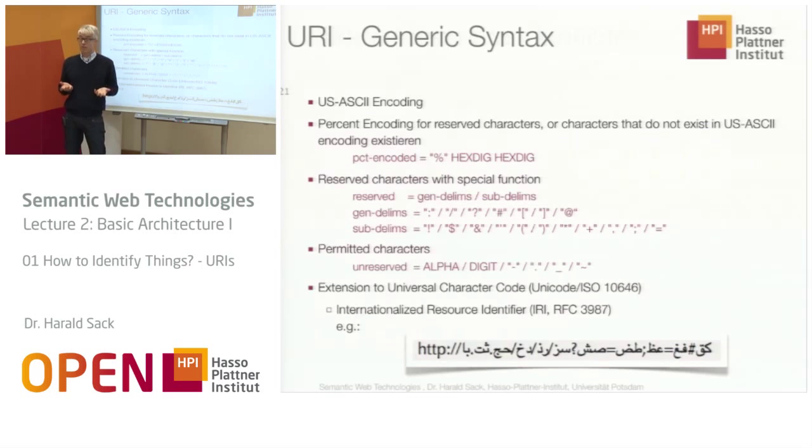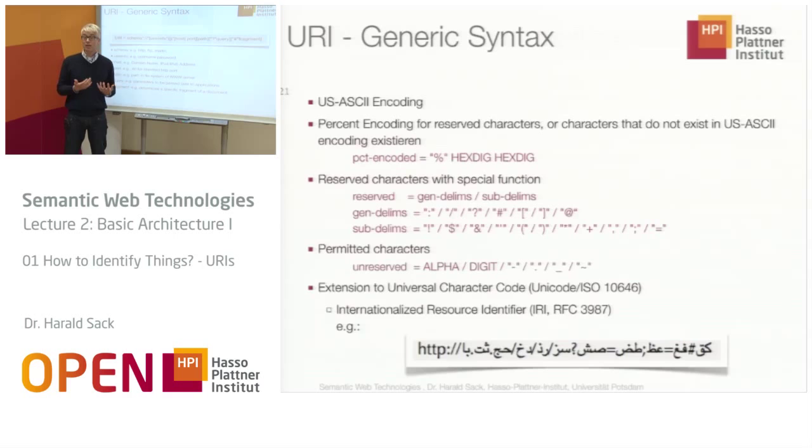In general, the syntax that is required to encode a URI is pretty general. As you can see here, there is fixed encoding according to a US ASCII standard, and there are reserved characters that have special functions, and permitted characters and not permitted characters. Now, there is also a standard that refers to the universal character code, to Unicode, and there it's possible also to use international symbols. So symbols that are not in the US ASCII encoding, for example, as you can see here, where you have an Arabic URI that is also now possible.